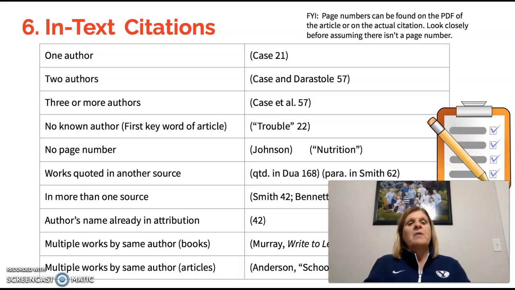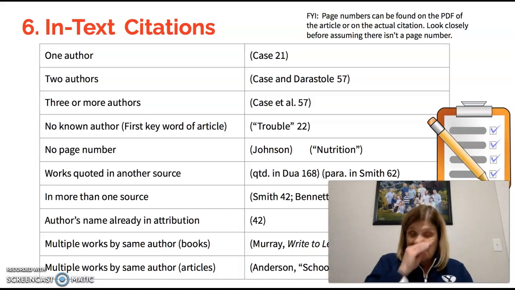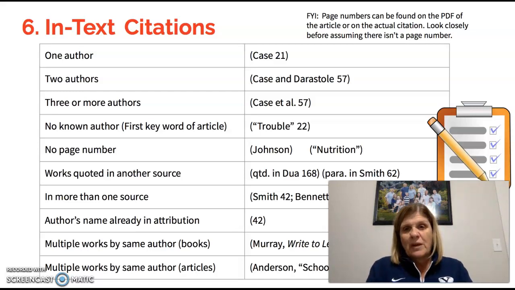So for example, if you have a one author source and you actually say the author's name in your sentence, then it seems really redundant to put it in parentheses again. So you can see that the example here shows for one author, Case 21. In other words, the last name of the author is Case, and it came from page 21. So I would keep it that way unless I had used Case's name earlier in the sentence. And if I did, then I would just put the page number in parenthetical notations.